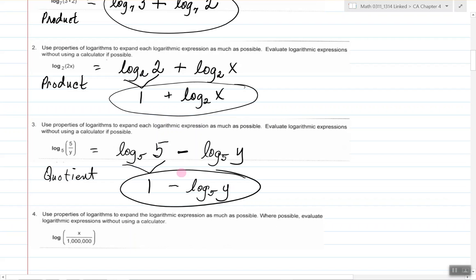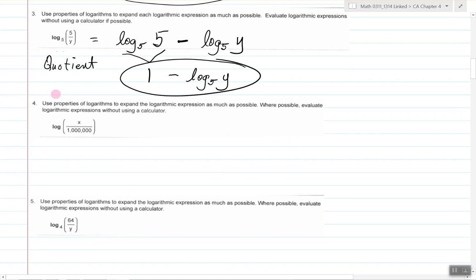All right, let's look at number 4. This is using common logarithms. It is a quotient.